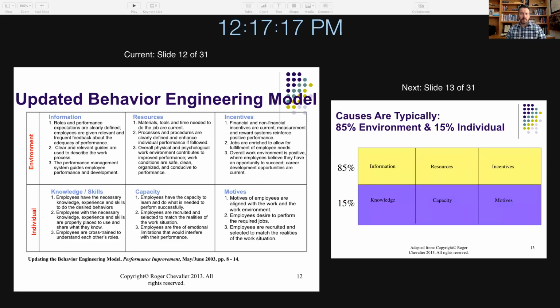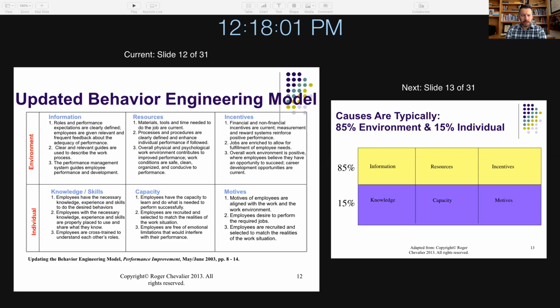When we do the causal analysis, we're going to be using Thomas Gilbert's engineering model. This one's adapted by Roger Chevalier. And really what Roger did was just update the language. Gilbert's model has been around since the 1970s, I believe, maybe even the 50s. And so Roger's just taking words that we use today and swapping those in for perhaps some outdated behavioristic type words that were more common decades ago.